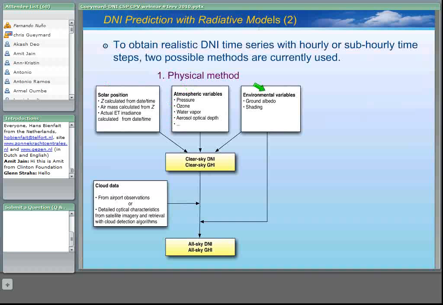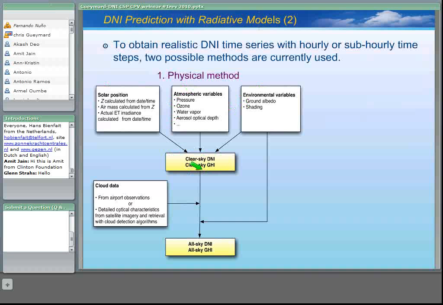There are also environmental variables that you need to collect, such as the ground albedo, which is the reflectance of the surface. And also shading might be important, especially if there are mountains around or buildings, or even self-shading from other concentrators, for example. So with all this information, you put that into some model and you obtain the clear sky DNI and the clear sky global irradiance, and obviously also the clear sky diffuse irradiance.